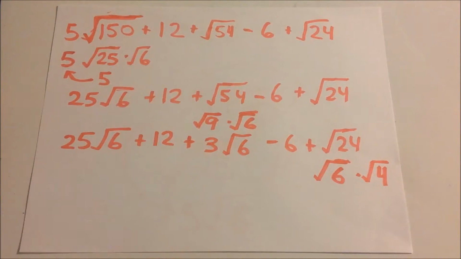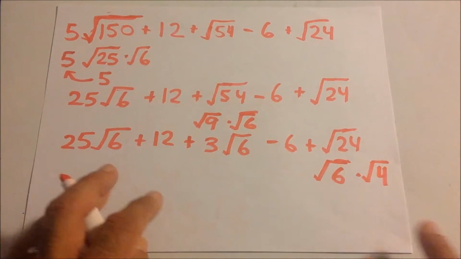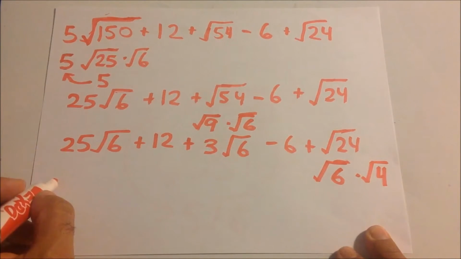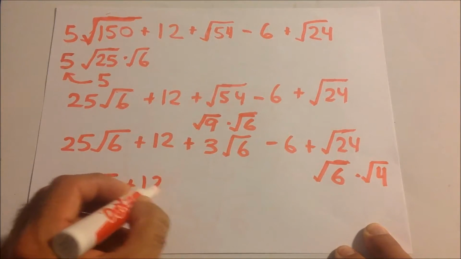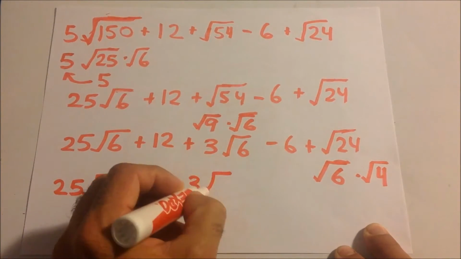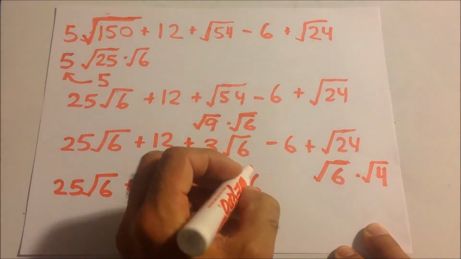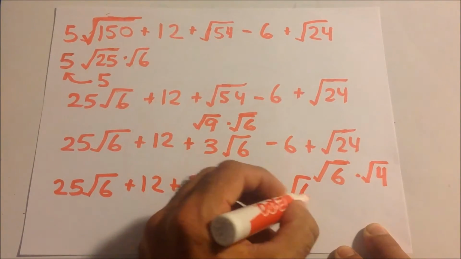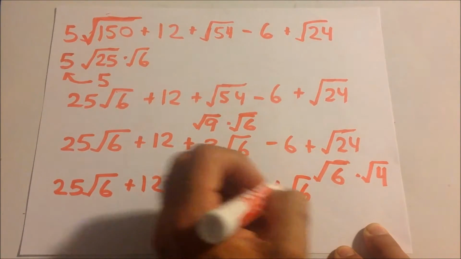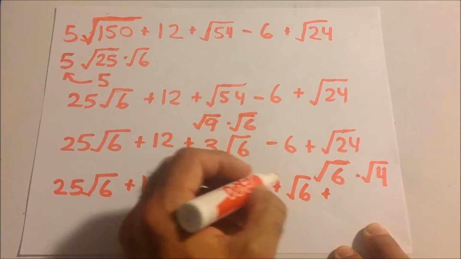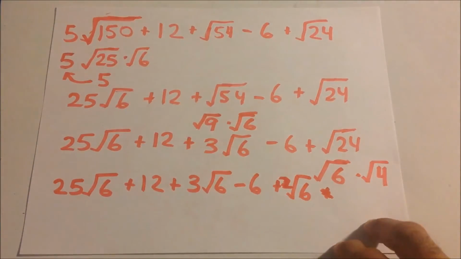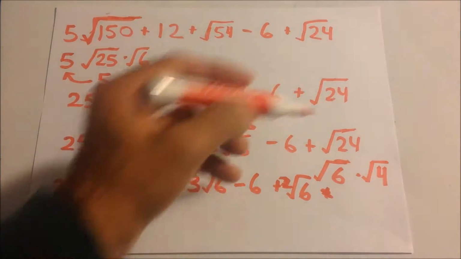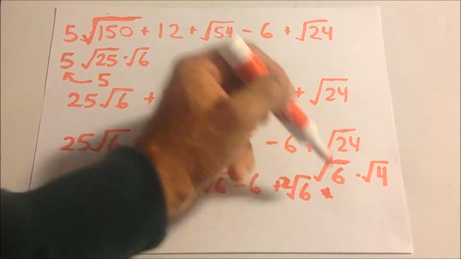Bring this up. Do it slowly now. We're running out of room, but we have 25 square root of 6 plus 12 plus 3 square root of 6 minus 6 plus the square root of 6, and then we have what? Plus 2. 2 square root of 6, sorry. Why 2 square root of 6? Because square root of 4 is 2, so it's out.